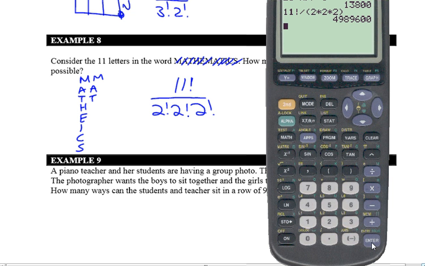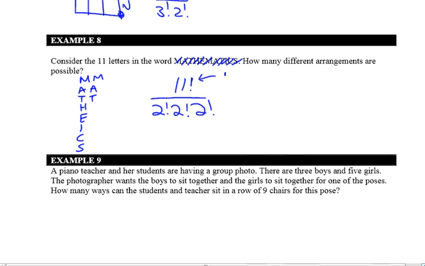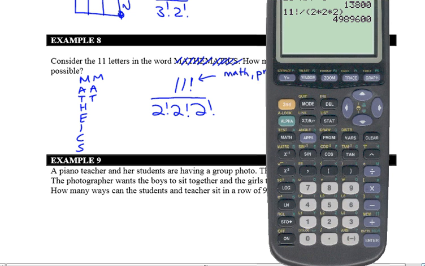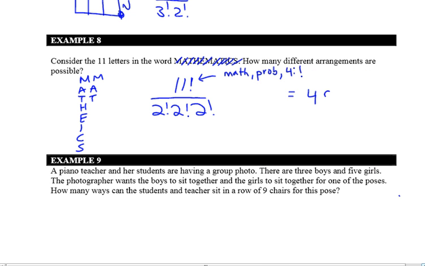Did you get the same thing? So remember, the factorial is in math, and then probability, and then you can find it under number 4. That's where you can find it. $4,989,600.